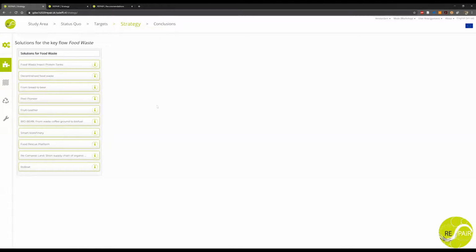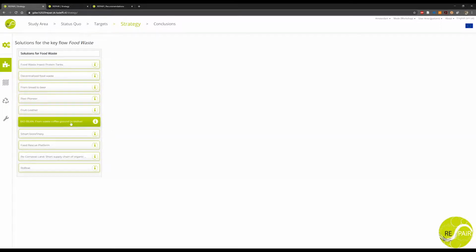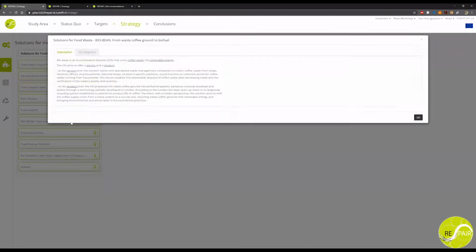Here, we can see a list of available eco-innovative solutions which have been developed by researchers of the Living Lab based on the circular economy goals of the city. Now, let's have a look at one eco-innovative solution in more detail. This eco-innovative solution is called BioBean and turns coffee waste into renewable energy. This screen shows a description of the selected solution.